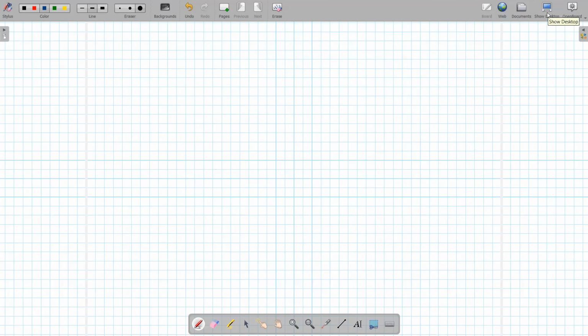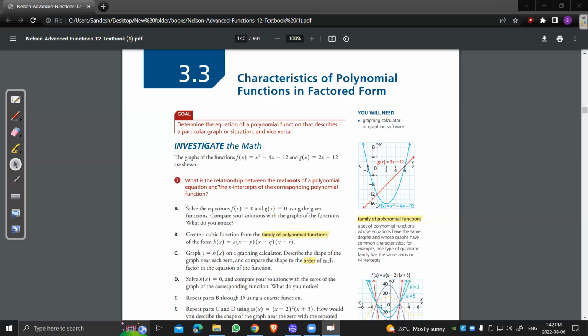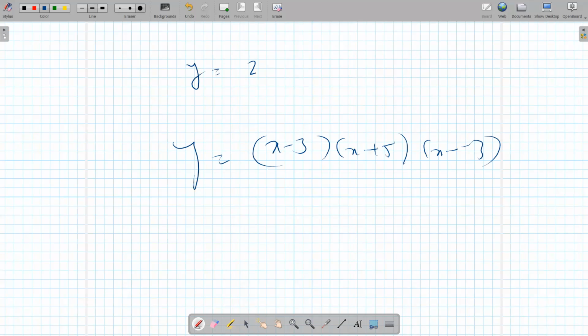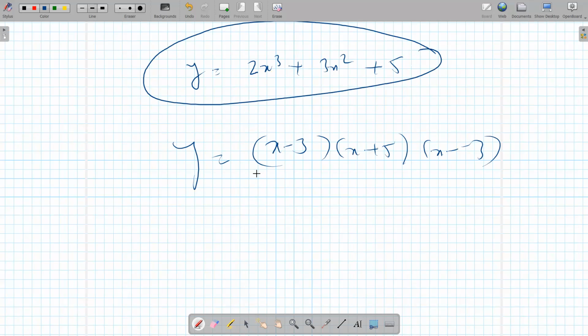So now the question is, how do we actually get there? That's going to be our main goal, right? We want to end at this level, something like this. But they're not just going to give this to you. You're going to start off with something like 2x cubed plus 3x squared plus 5, or something, and then you have to factor that into this. This will be the final step.